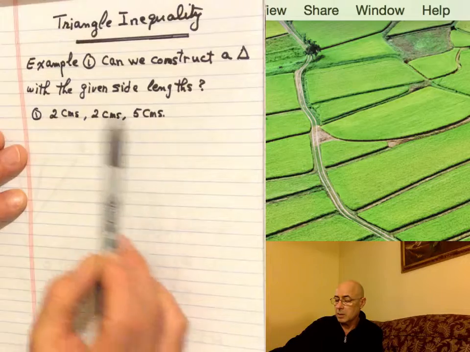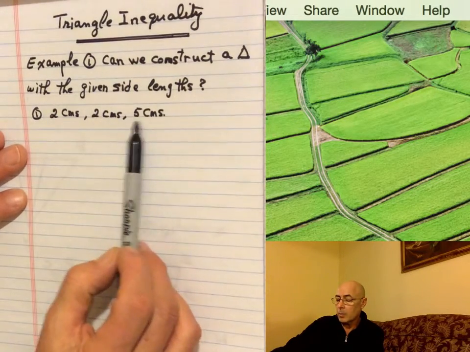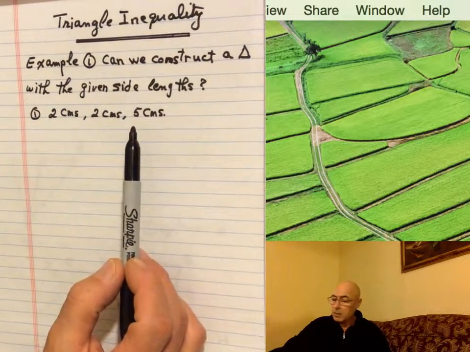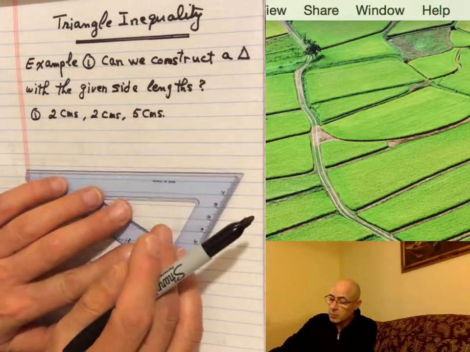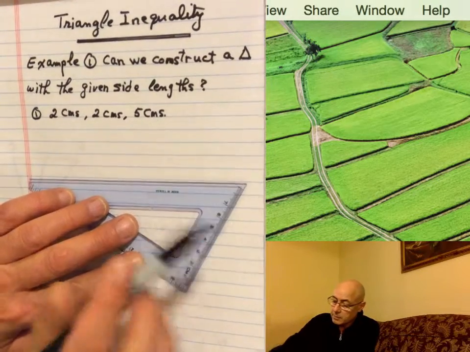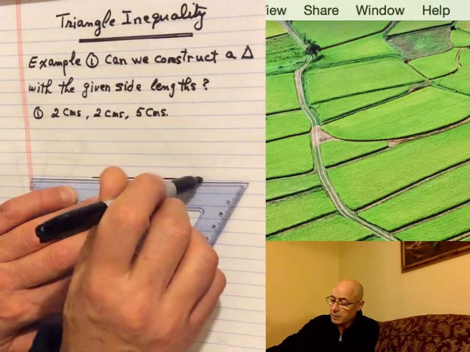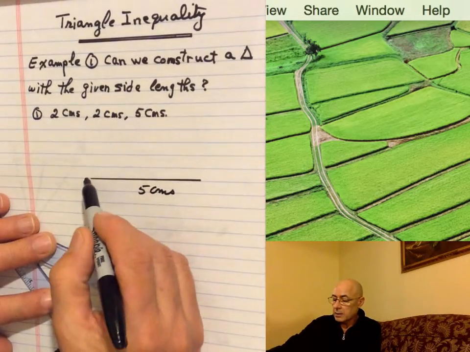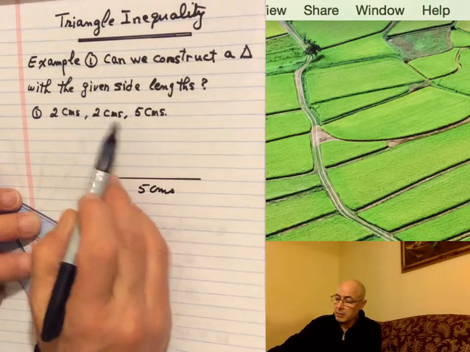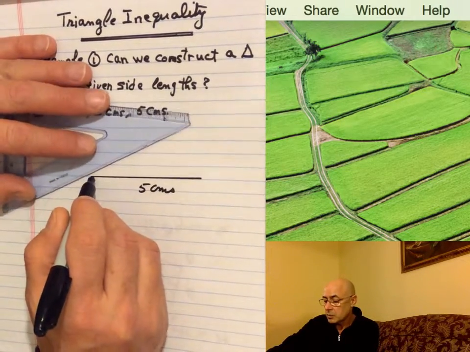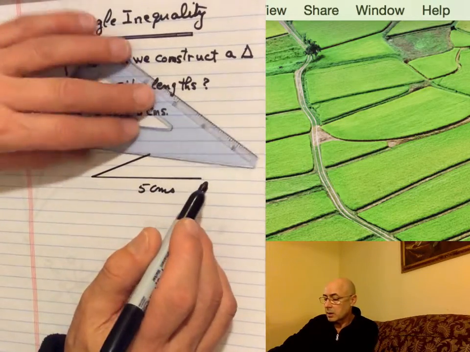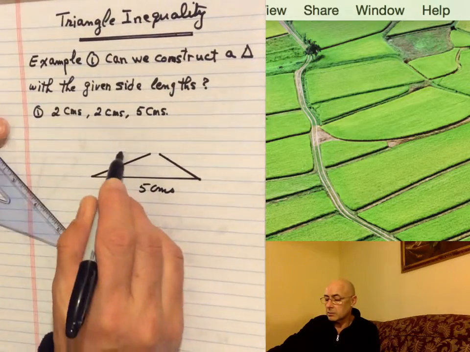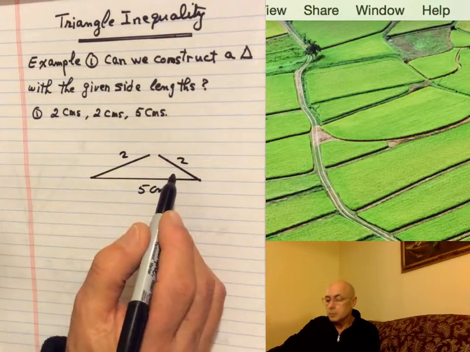Let's think about it. I'm going to start from the longest side, which is 5 centimeters. So if I draw 5 centimeters here, like this, say that's 5. Now to draw the triangle, I need to do the other two sides. The length of each of the two sides is 2. So if I make this 2 and this 2, do you think I can close the triangle?